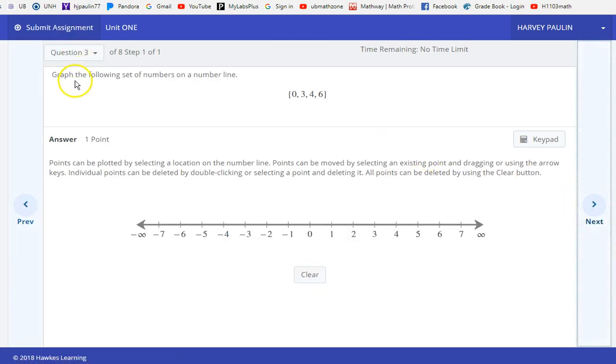Now here they want us to graph the following set of numbers on a number line. And we do so by taking the 0 and putting a dot right there at 0, at 3, just clicking these, 4, and 6. So again, not a lot of work for this. And next.